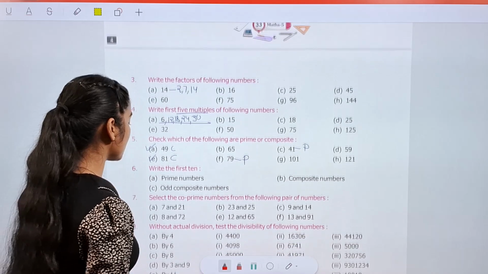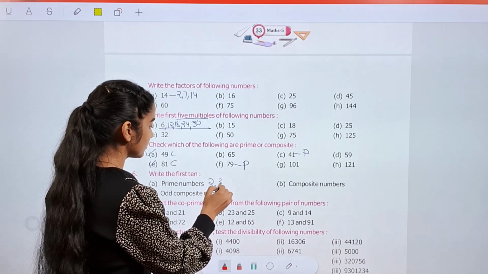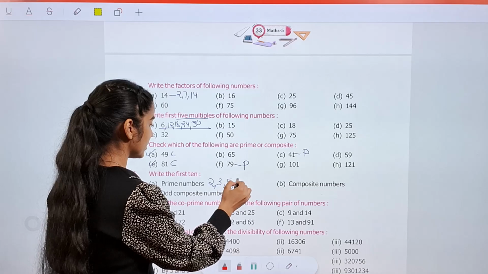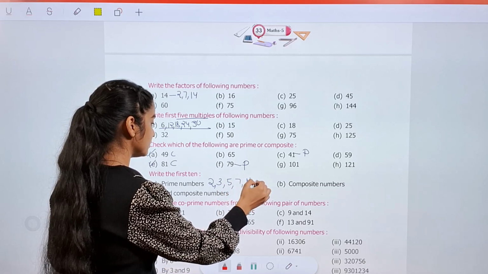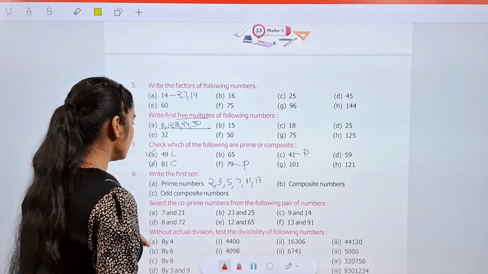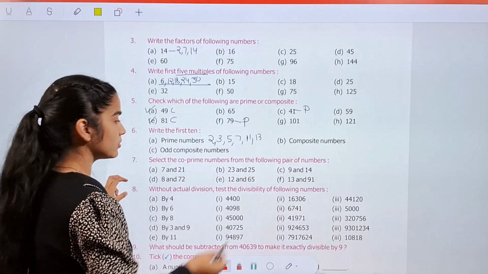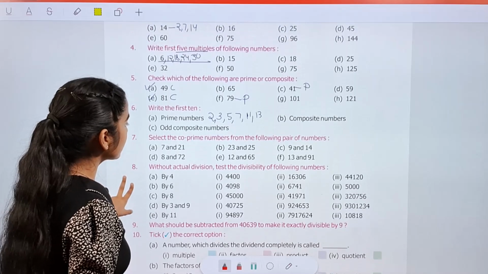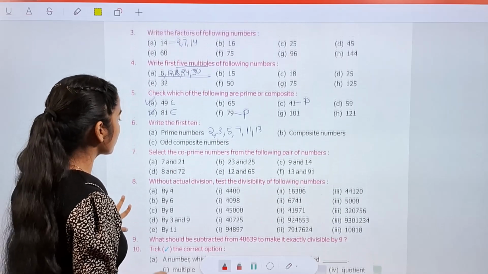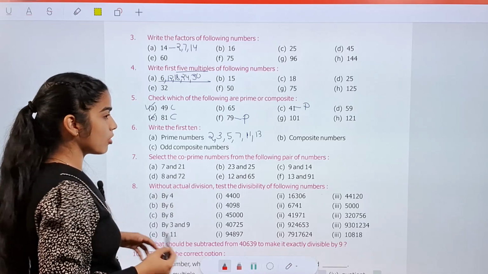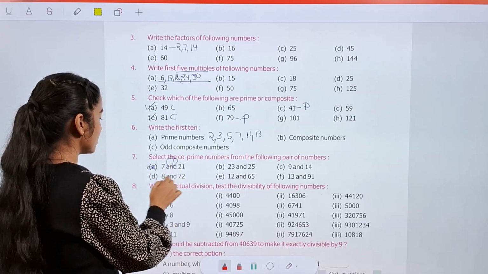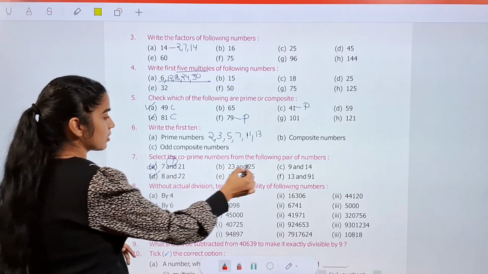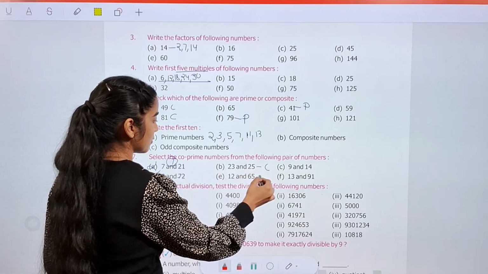Write the first 10 prime numbers. So 2, 3, 5, 7, 11, 13. These are the prime numbers. You can also continue this counting till the 10th place. Select the co-prime numbers from the following pairs. Co-prime numbers means they will not have a common factor. So these are not, they have a common factor 7. These also have a common factor. These are composite numbers. This is also composite numbers.